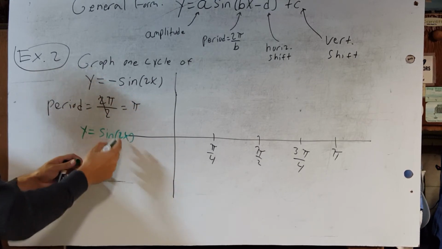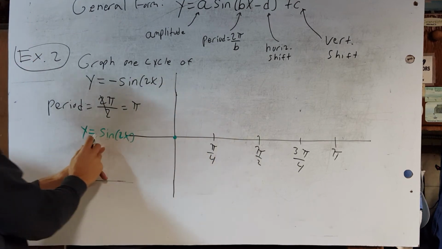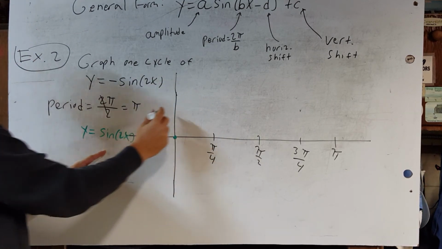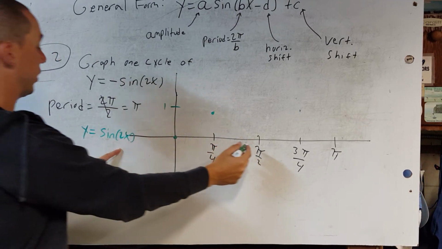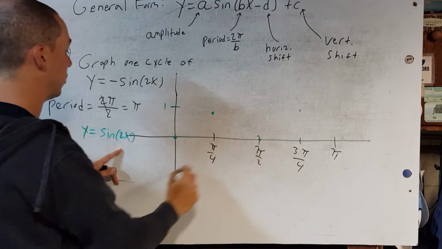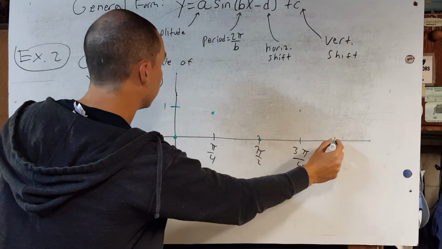So sine of 2x, sine starts at 0. Okay, the amplitude, or A, is 1, so the max is just going to be 1. Back to 0, down to negative 1, back to 0.